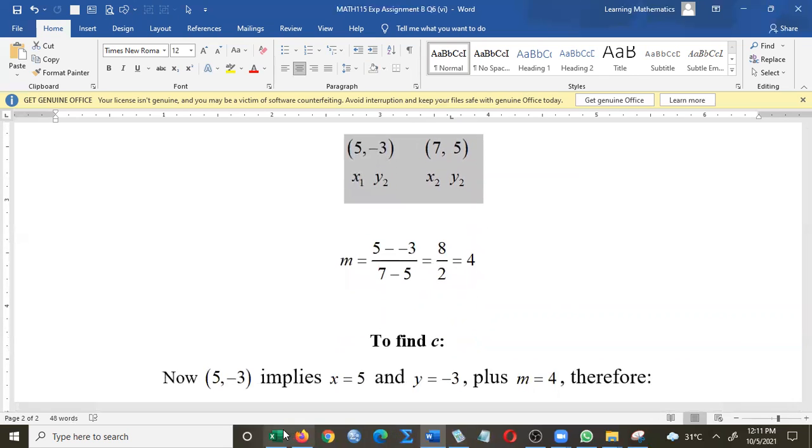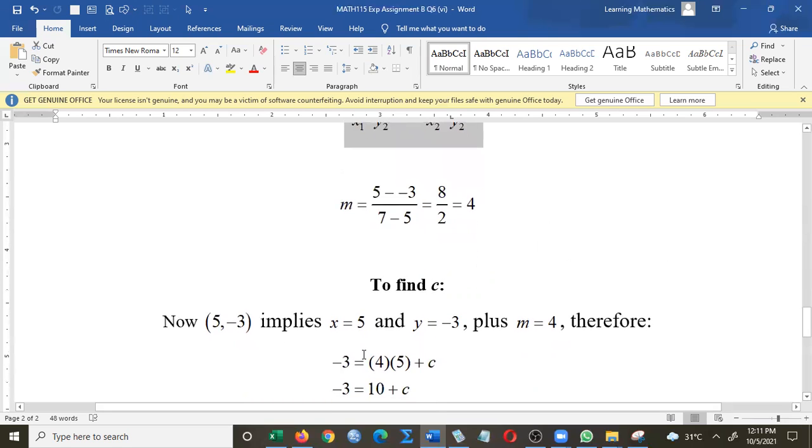We have to use any point. Let's use 5, minus 3. This implies that x is 5 and y is minus 3, plus m is equal to 4, the gradient. We substitute these values into the equation y is equal to mx plus c, because that's where c is, and we can use that to find c. All right, x is 5, y is minus 3, and m is 4. So minus 3, that's where y was, is equal to 4 by 5 plus c.